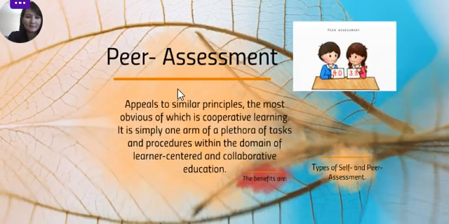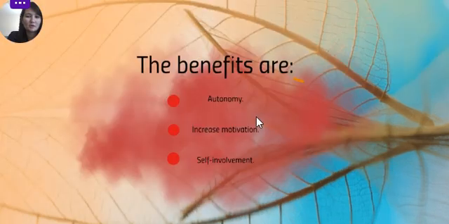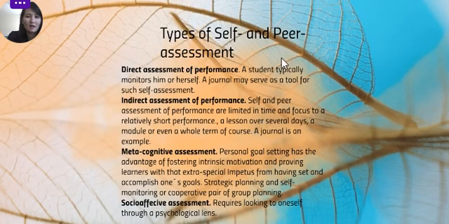Now, peer assessment. Peer assessment appeals to similar principles, the most obvious of which is cooperative learning. It is simply one arm of a plethora of tasks and procedures within the domain of learner-centered and collaborative education. Okay, here we have the benefits of peer assessment. These are autonomy, increasing motivation, and self-involvement. Now, types of self and peer assessment.